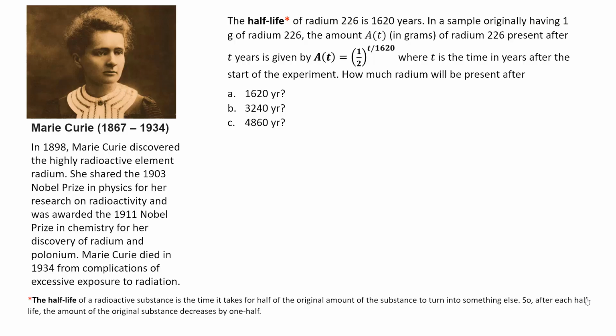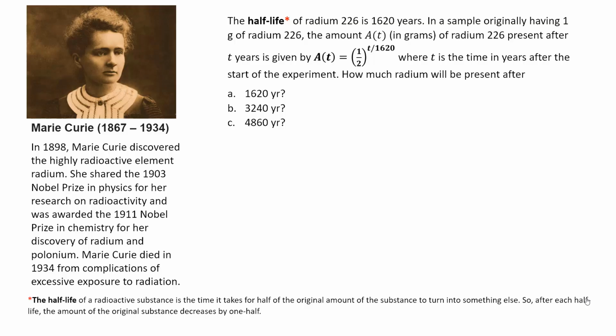All right, moving on. So the half-life of radium. First of all, Marie Curie lived from 1867 to 1934. In 1898, Marie Curie discovered the highly radioactive element radium. She shared the 1903 Nobel Prize in Physics for her research on radioactivity and was awarded the 1911 Nobel Prize in Chemistry for her discovery of radium and polonium. Marie Curie died in 1934 from complications of excessive exposure to radiation.